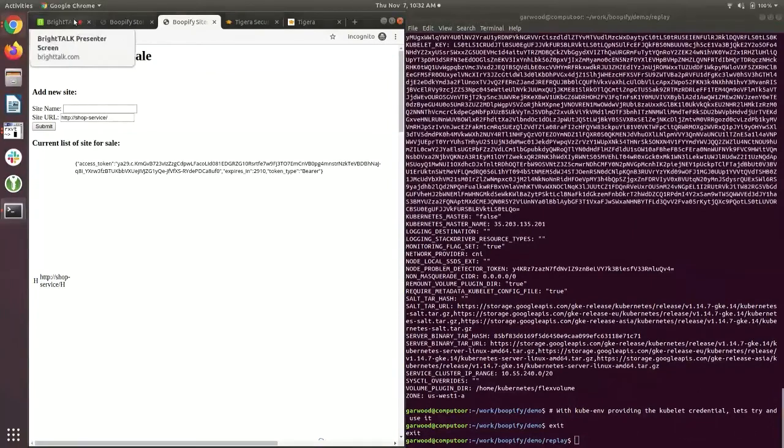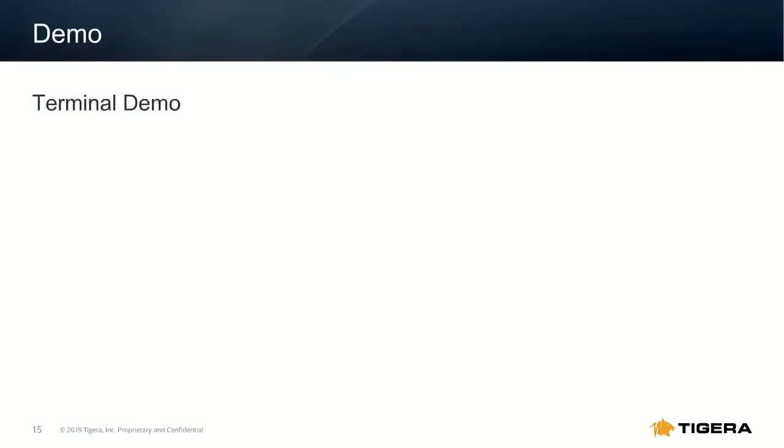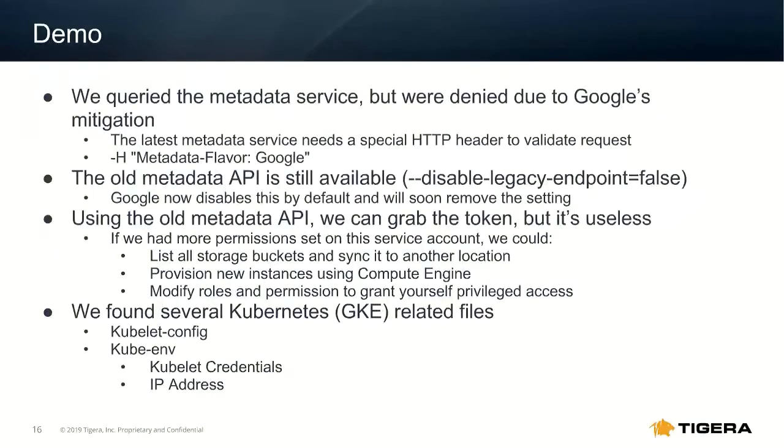We're going to head back to the slides and review what we just did. We queried the metadata service, but it was blocked by Google's mitigation. This is because the current implementation of the API requires the Metadata-Flavor: Google header to be part of the request, or it will be blocked.